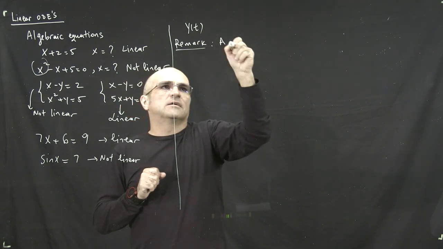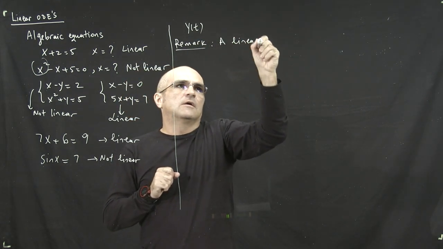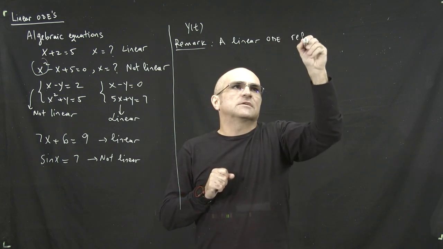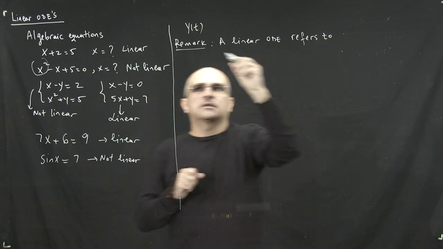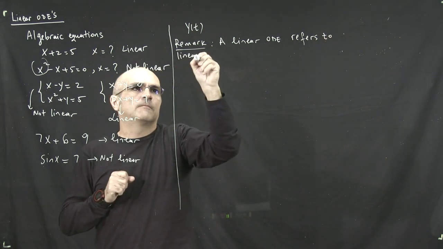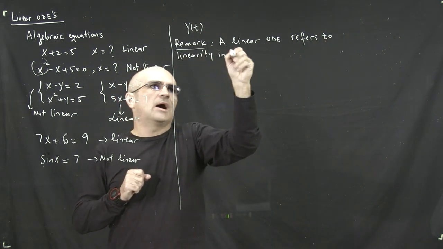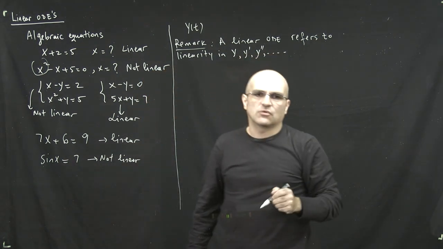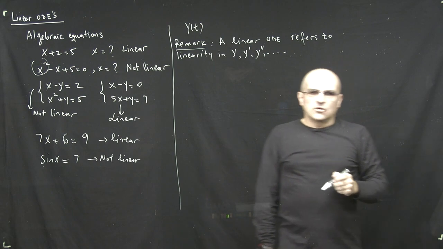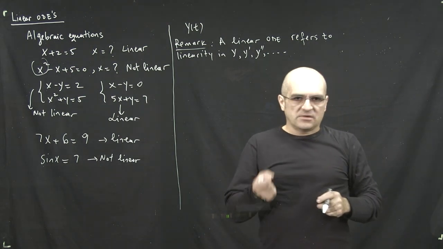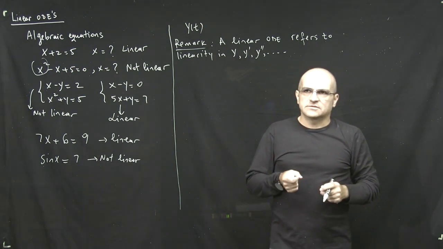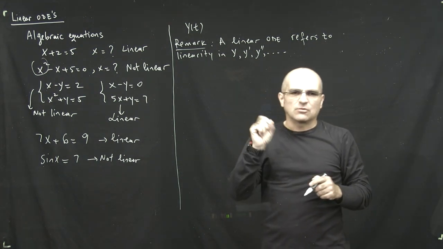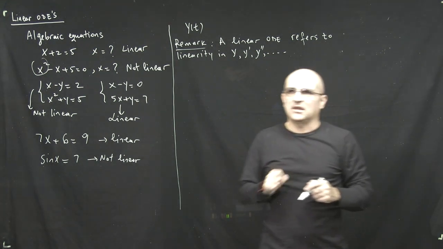A linear ODE refers to linearity in y, y prime, y double prime, and so on, depending, of course, on the order of the ODE. So we want linearity in the dependent variable and its derivatives. T has no restriction. That's one of the first things to keep in mind, and that's one of the sources of misunderstandings in the beginning.